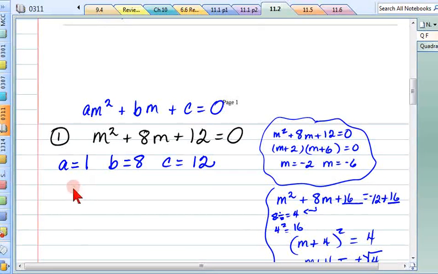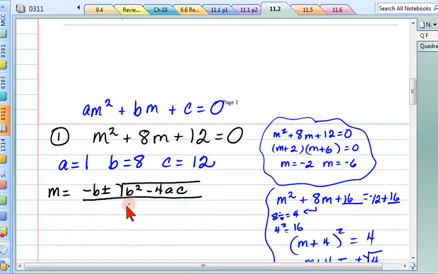Now, the quadratic formula is, in this case, I'm going to say M equals. It's usually X. The formula is negative B plus or minus the square root of B squared minus 4AC all over 2A.